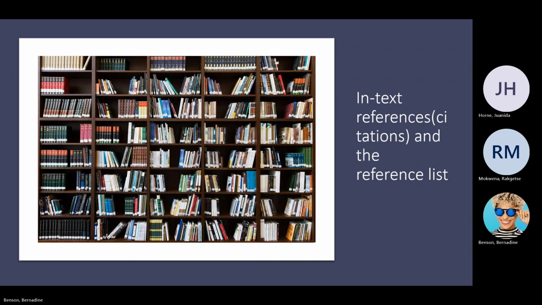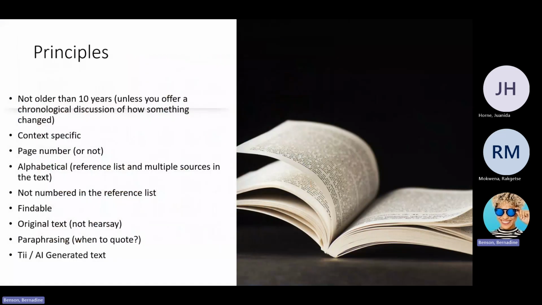So if you access something, you have to reference what you use, because there's no such thing as general knowledge in research, because what you know, you read somewhere, all of us. So it's important that we situate what we are doing from a legitimate and findable platform. So before we get into the nitty-gritty, there are some principles that are very important when we talk about referencing.